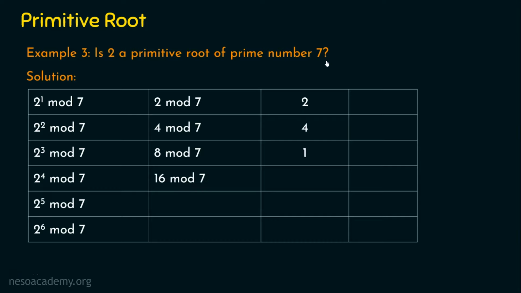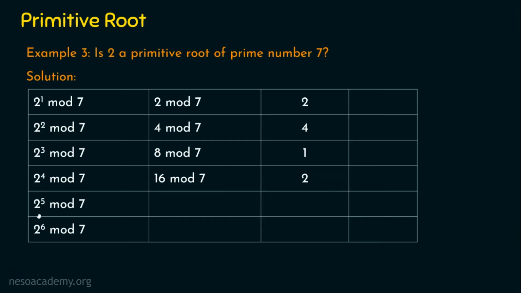2 power 4 is 16 mod 7, which is simply 2. Can you see here? This 2 is appearing one more time. Are we getting distinct values? No. You can stop up to this and you can say that 2 is not a primitive root of prime number 7. But still we will verify this.